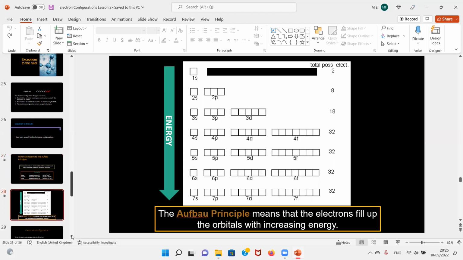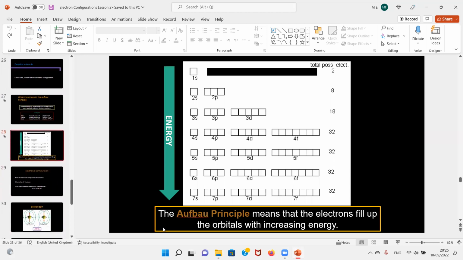Okay, so here is just a recap of what we did about the Aufbau principle. That means we need to start from the subshells or shells with the lowest energy level, and then we go further.